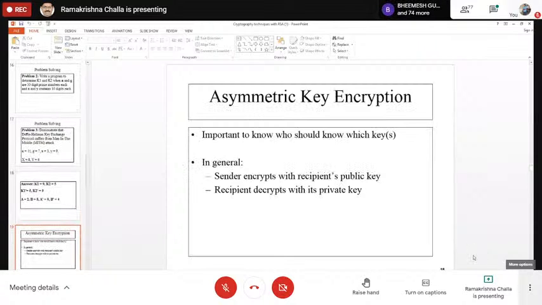So we have almost reached the end of the lecture. I'll touch upon what asymmetric key encryption is, but I will not go into the details of the algorithm, which is going to be covered by another professor in the coming days.